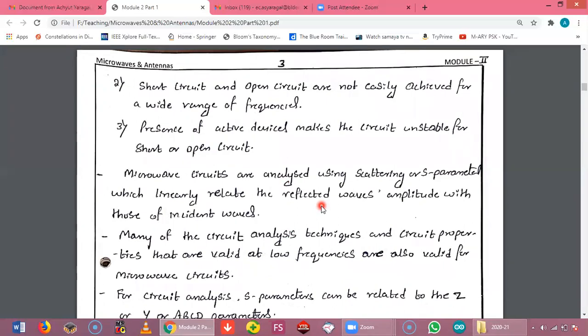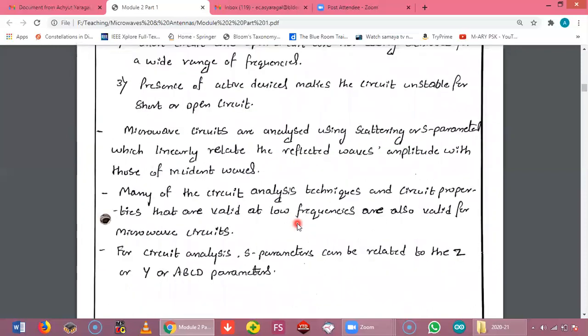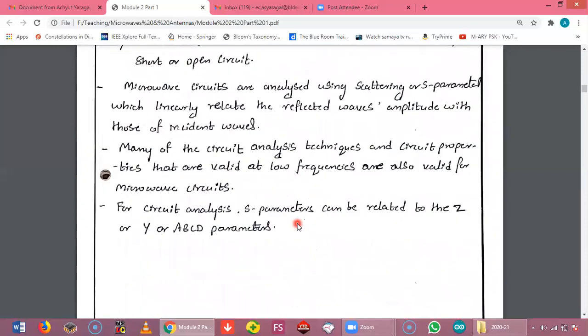Now, with the help of S parameters, the scattering parameters, we are able to analyze microwave circuits. These S parameters relate the incident wave amplitude and the reflected wave amplitude. Many of the circuit analysis techniques applicable at low frequency are applicable at high frequency also, that is, microwave circuits. And the circuit analysis we do in terms of S parameters can also be related to Z, Y, or ABCD parameters.